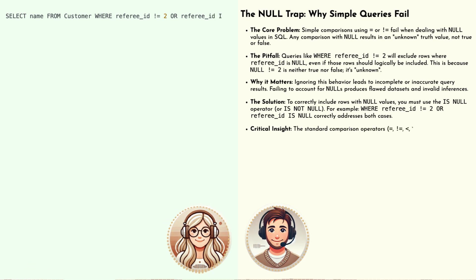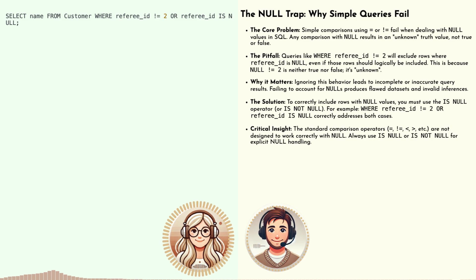But here's where the NULL trap comes in. In SQL, comparing anything to NULL using not equal to doesn't give you a clear true or false. The result is unknown, and the database doesn't treat unknown as true. I see the problem. So our simple query would miss all the customers who don't have a referrer at all because their referee is NULL. Exactly. It shows why handling NULL values correctly is super important in SQL.